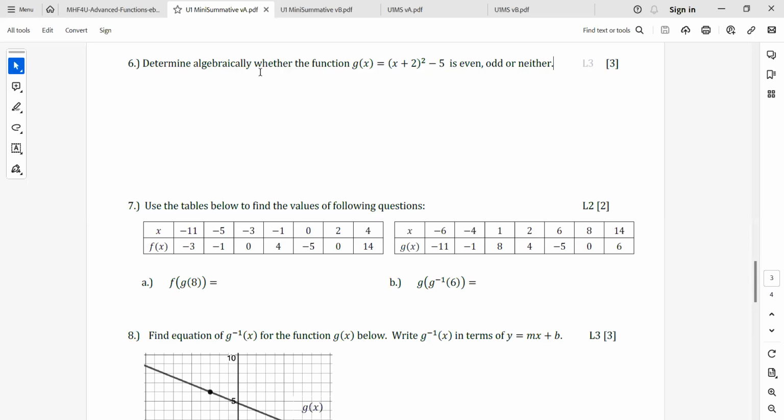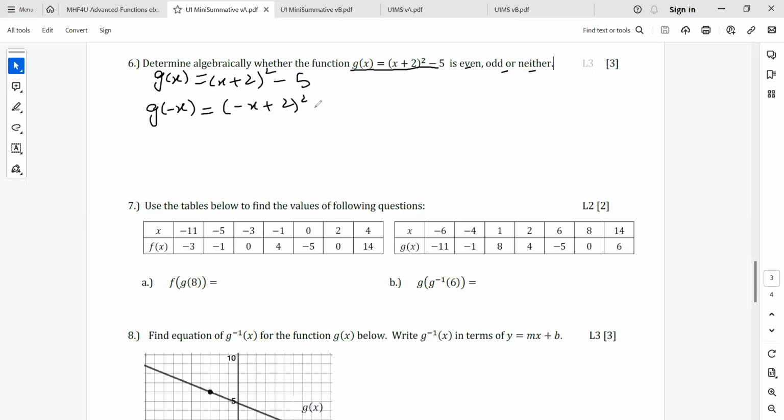Determine algebraically whether the function g of x equals (x plus 2) whole square minus 5 is even, odd, or neither. In the last class, we learned how to check algebraically whether a function is even, odd, or neither. We need to take the function g of x, which is given to us, and evaluate this function with a negative sign.